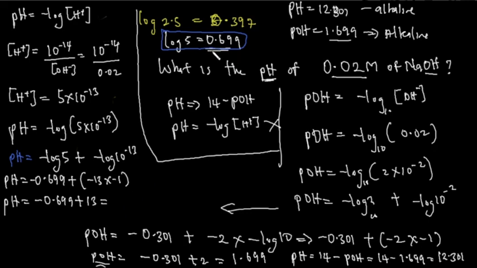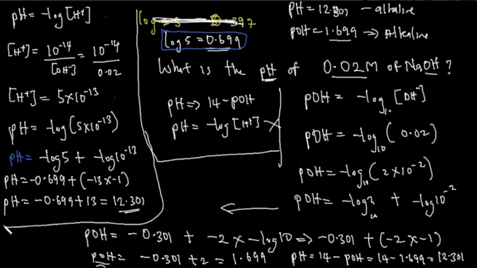Why are you using 397? Log 5 is 0.699. Oh wow, no, this is log 2.5. So 12.301. So you see that you get your answer regardless of the method you use. Is this clear? We'll stop our class here for today.